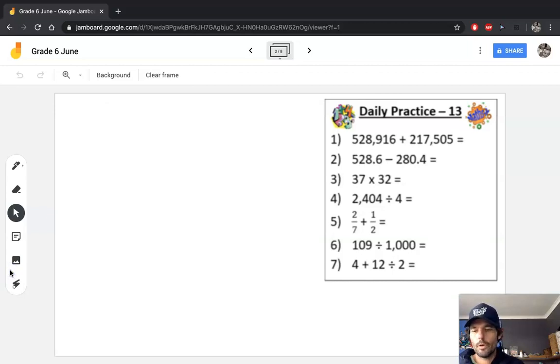So in question 3, we've got 37 multiplied by 32. And by now you guys should be aware that there are multiple ways of doing a question like this.